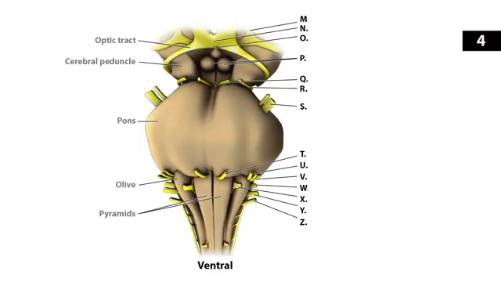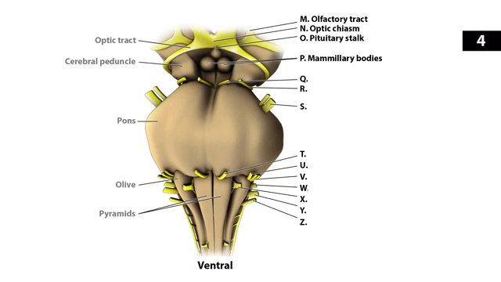Then looking at the ventral view, which is probably higher yield, M is the olfactory tract, which is going to go on to become cranial nerve 1. N is the optic chiasm. And O is the pituitary stalk. Now, the pituitary has been cut on this drawing, but remember that the pituitary sits right underneath the optic chiasm, because if there's a pituitary tumor, it might compress the chiasm and cause bitemporal hemianopsia.